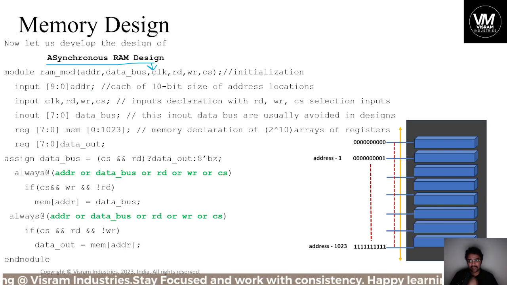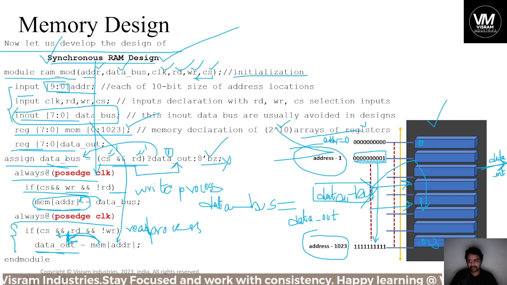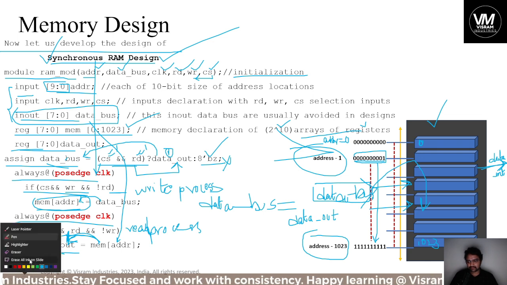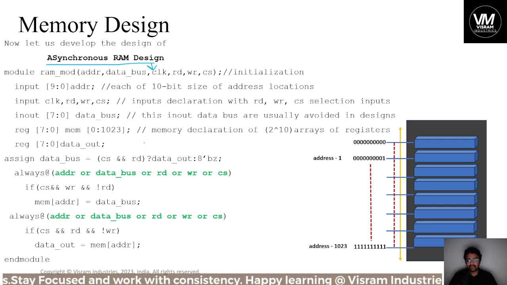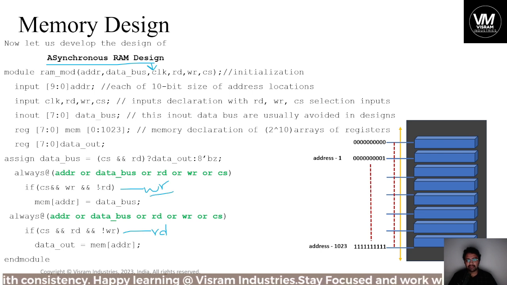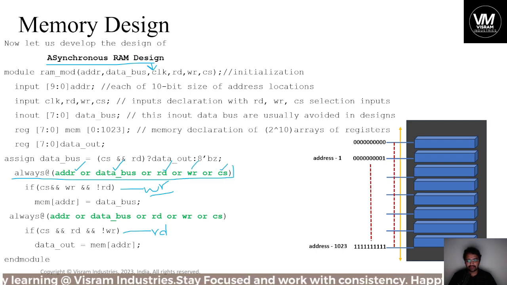You can see everything is similar. Everything is similar in terms of code, but whenever the write and read process is happening, this is the read process, this is the write process. The entire structure is the same, but the write process is happening when address, data bus, read or write or chip select changes, always at the rate of inputs.